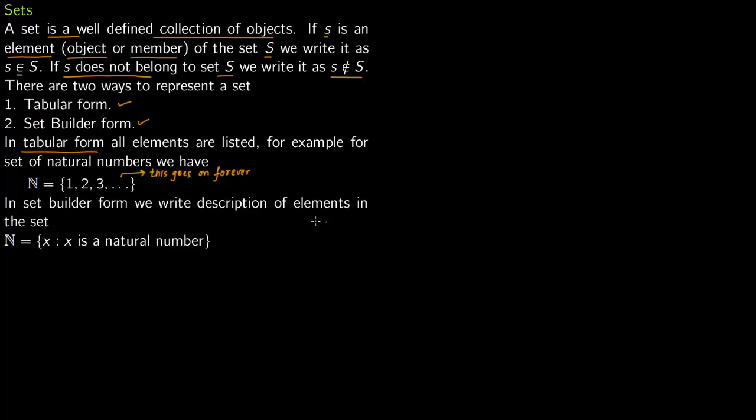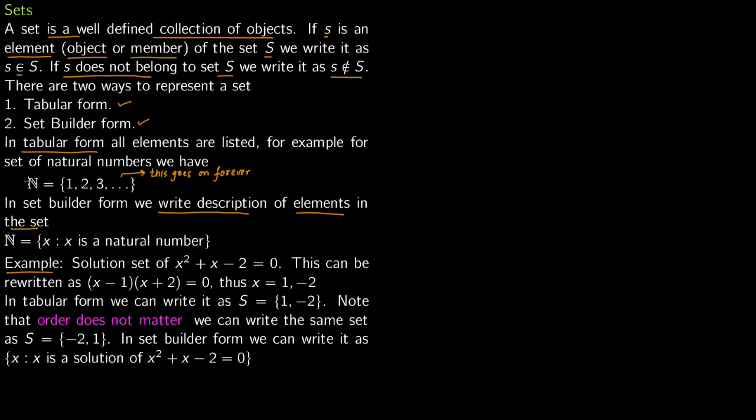In set builder form, we write the description of the elements in the set. So you could just describe it as x such that x is a natural number. So let us discuss some examples. We have already done the example of natural numbers. The second example could be the solution set of the equation x squared plus x minus 2. You could factorize this as (x minus 1) times (x plus 2) equals 0. You solve this, you get x equals 1 or minus 2.